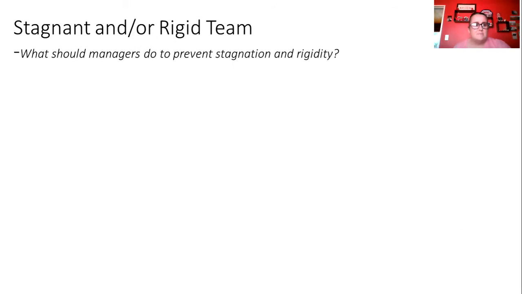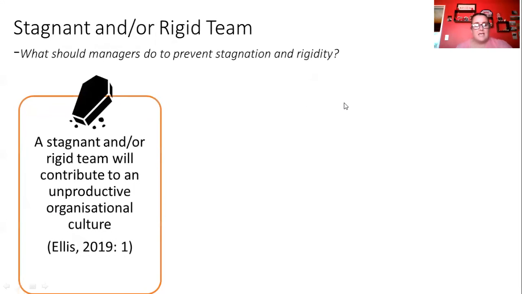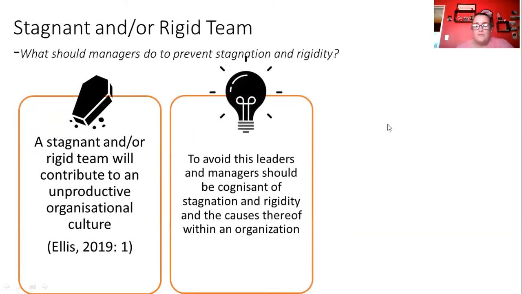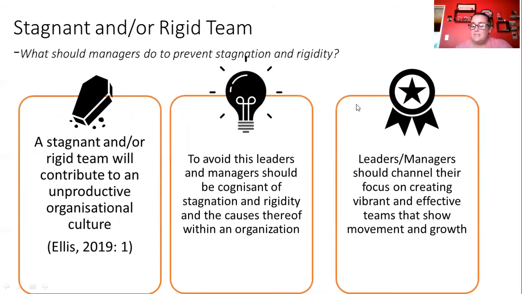Stagnant or rigid teams. What should managers do in order to prevent stagnation and rigidity? A stagnant or a rigid team will contribute to an unproductive organizational culture. To avoid this, leaders and managers should be cognizant of stagnation and rigidity and the causes thereof within their own individual organizations. Leaders and managers should channel their focus on creating vibrant and effective teams that show movement and growth.